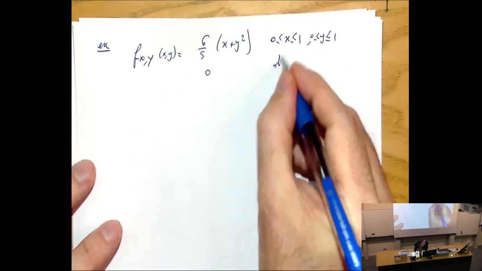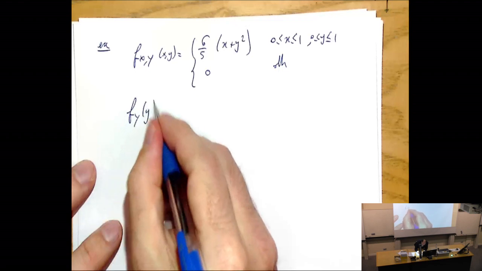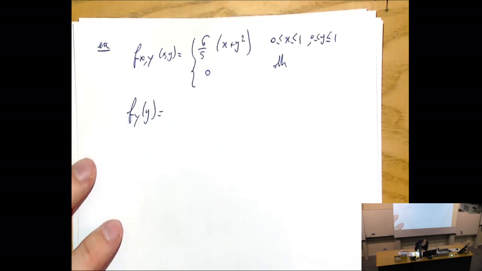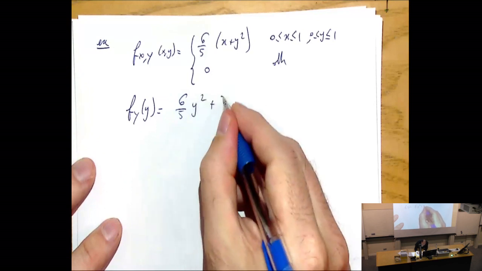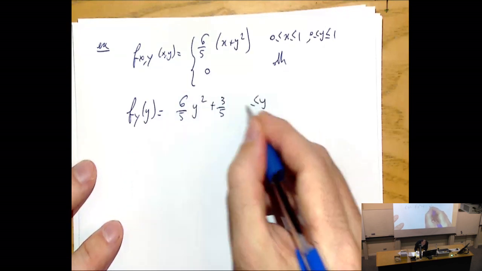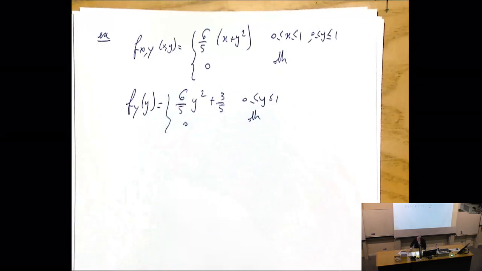And 0 otherwise. And what we computed earlier on is the marginal of y. So we'll write it here again: 6 over 5 y squared plus 3 over 5, between 0 and 1, and 0 otherwise, right? You remember this? We just did it here, essentially.